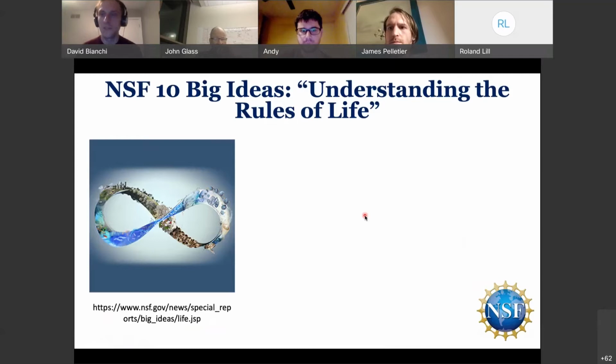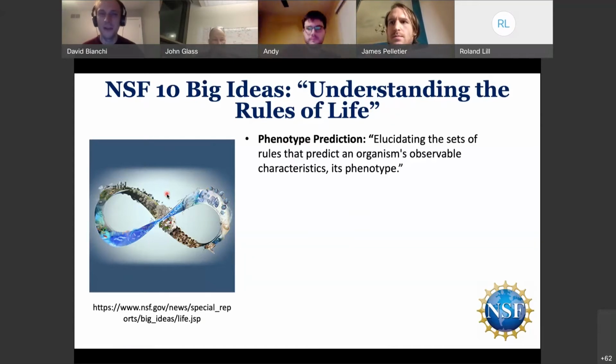What really inspired us looking at Syn3A in general, touching on Andras and John's talks, is this idea that the NSF put out a couple years ago, understanding the rules of life. They have this really cool logo here on the left, but a few specific subpoints that we were quite interested in is, can we predict the phenotype of Syn3A from some basic rules or characteristics that we can see? Something really interesting for computational modelers to think about.